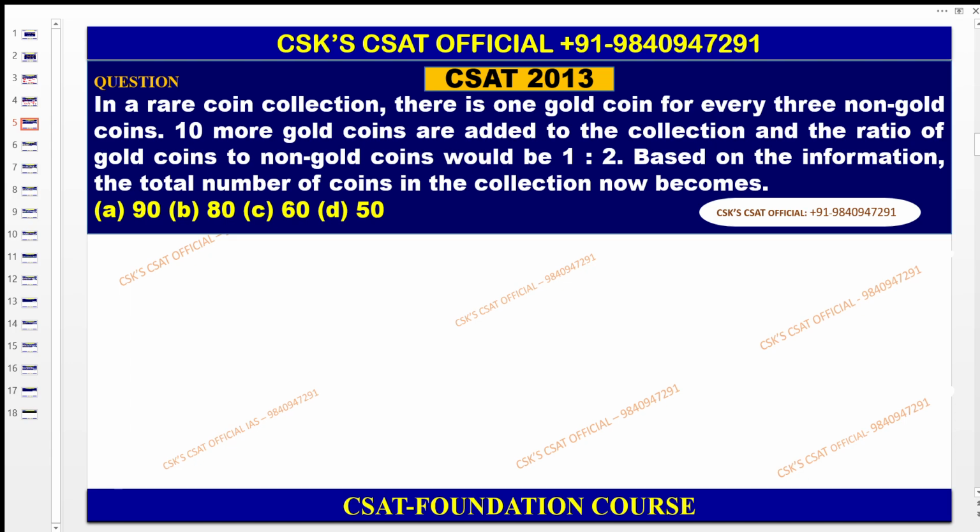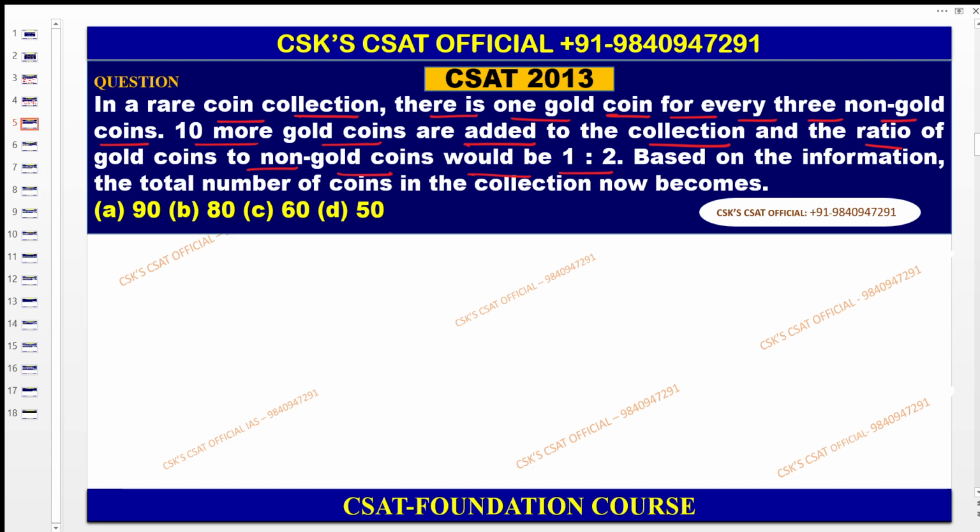In your coin also will cover here itself like a proportion. Okay. In a rare coin collection, there is 1 gold coin for every 3 non-gold coins, which means that they are providing you a ratio here. Okay. 10 more gold coins are added to the collection, and the ratio of the gold coins to the non-gold coins would be 1:2 after adding 10 more, right?